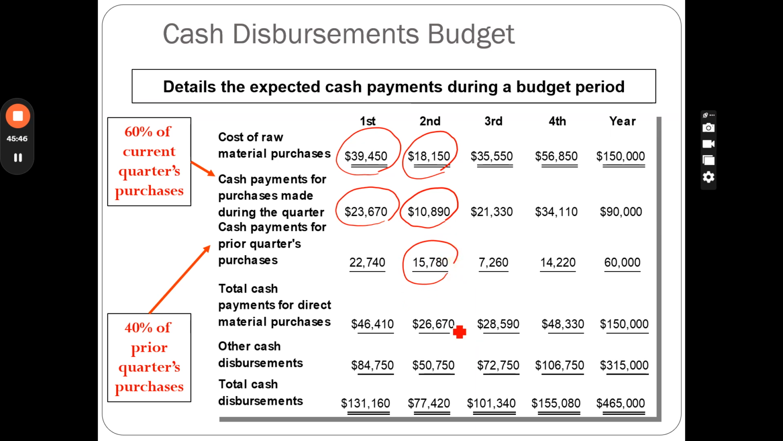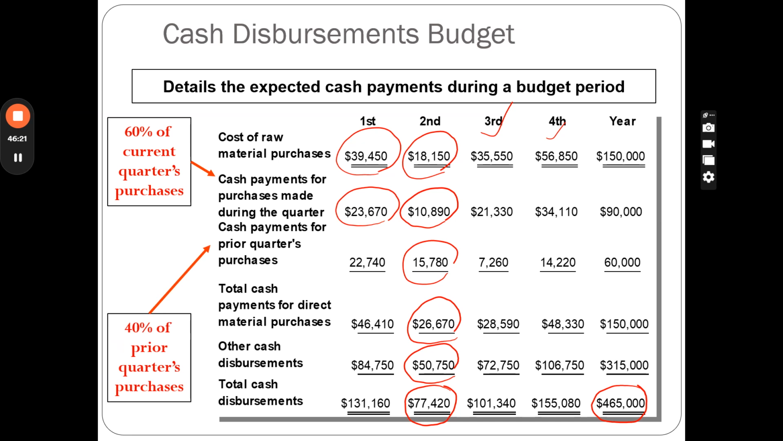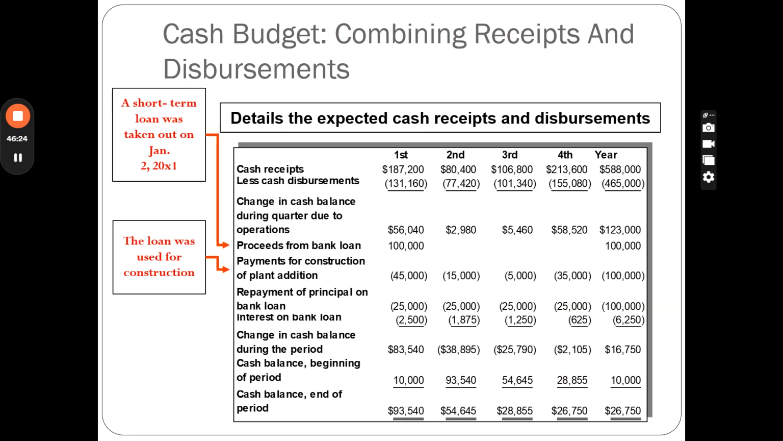So total cash payment for direct material purchase is 26,650, and you have other cash disbursements, and in the second quarter you will be paying actually 77,420, and that is going to repeat for all the periods. You will see I will have to pay 465,000 during the year, and I'll be collecting 588,000 for the period.